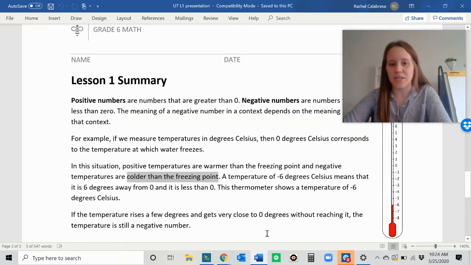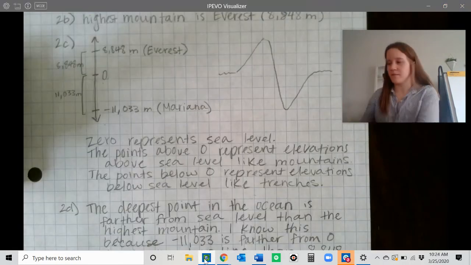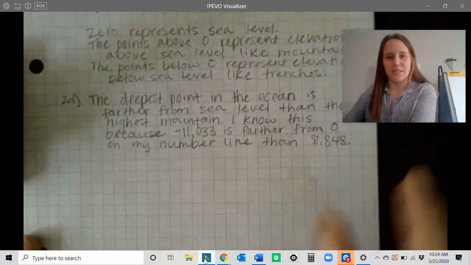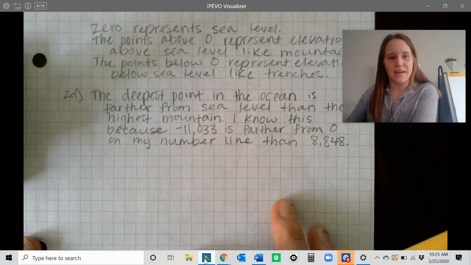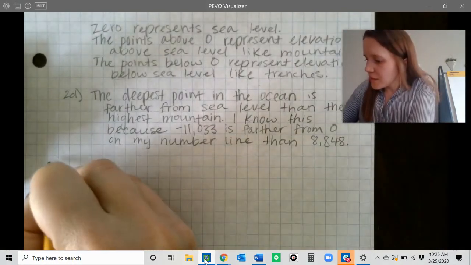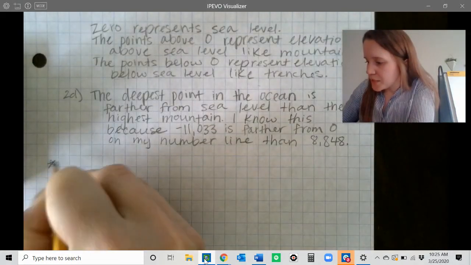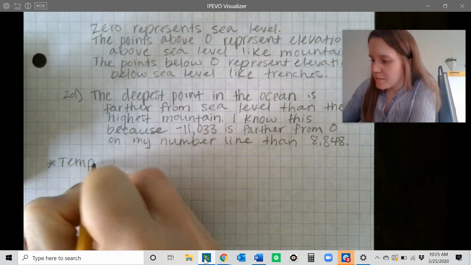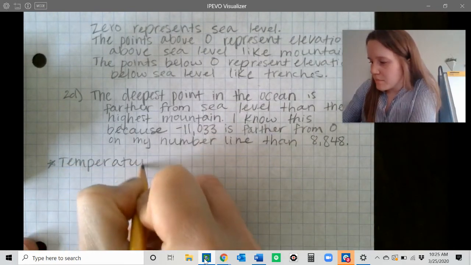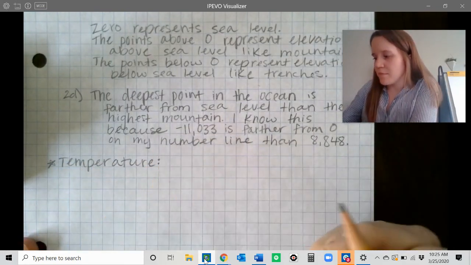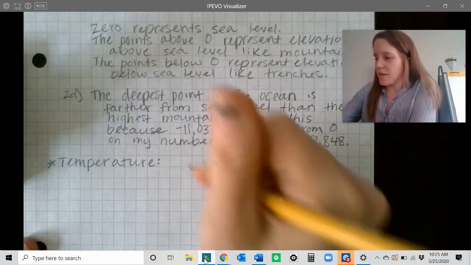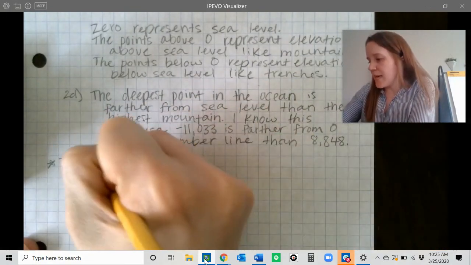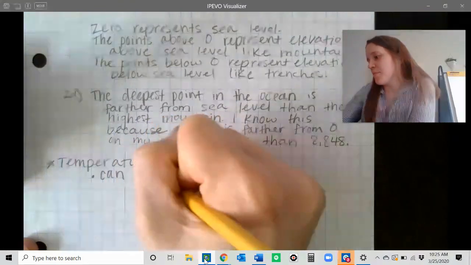Okay, so let's jot some notes, because we haven't talked about temperature and I want to make sure you're prepared for your independent practice. I'm going to just put a star and write the word temperature. Two things. Can be positive or negative.